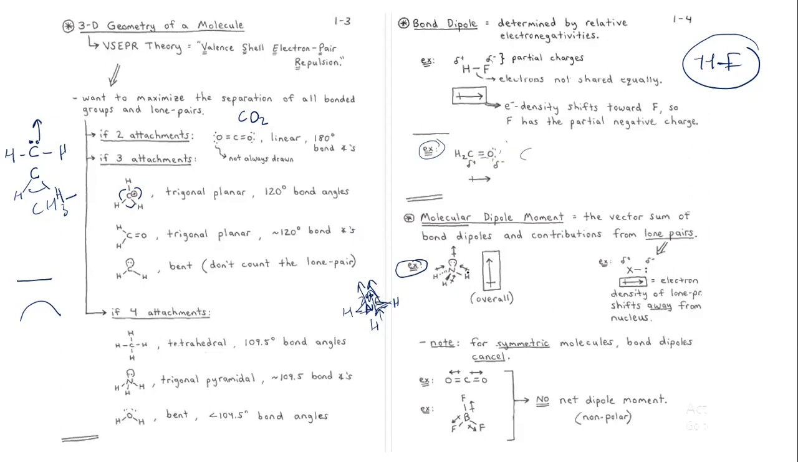So all of these arrows have this component and that component. Oh, I apologize about that. These sideways components are going to cancel out, but this upward component and this upward component are going to add up together, including this component. So the overall dipole will move upwards.